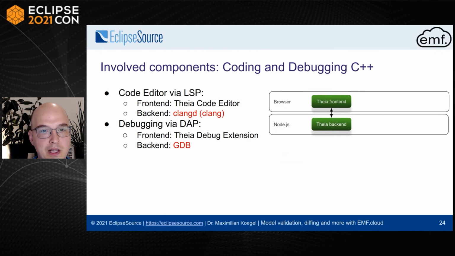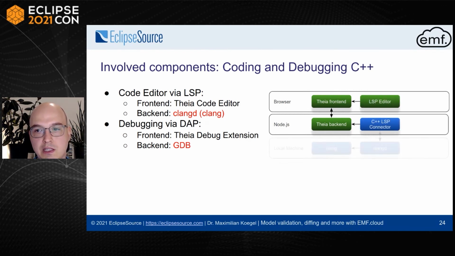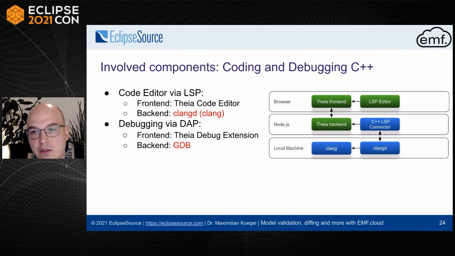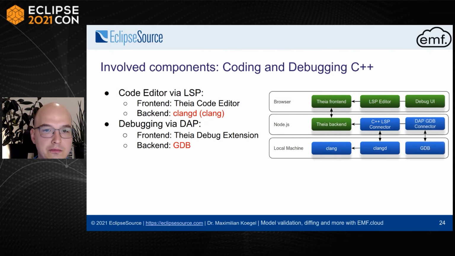Same goes for C++. There are only slightly different boxes. So this time a C++ LSP connector, ClangD, which is an LSP server for C based on Clang, a debug UI with a debug adapter protocol connector, and GDB as a debugger. And only the red things on the left-hand side are now the ones that are exchanged, all out-of-the-box components again.